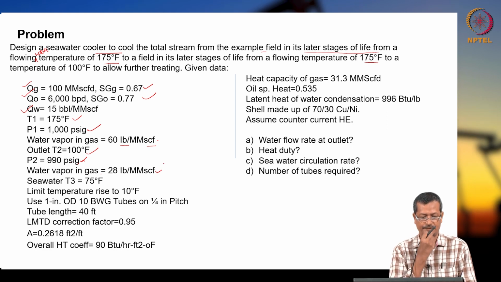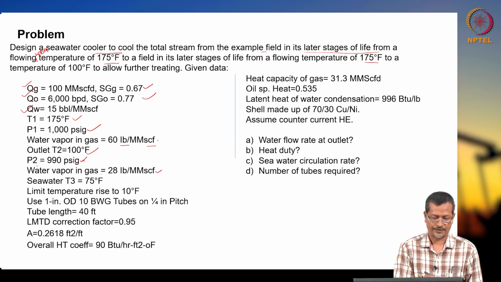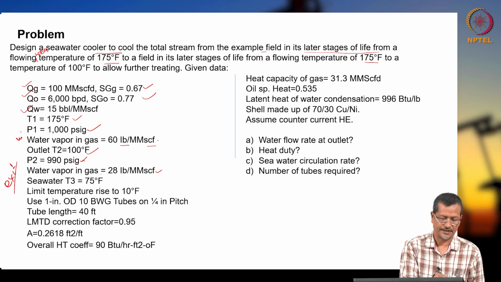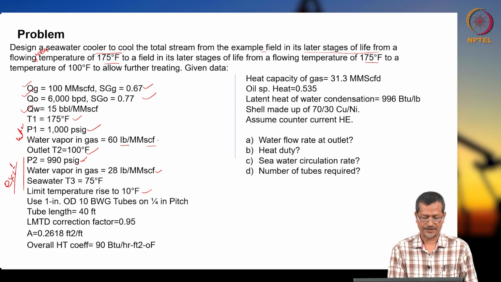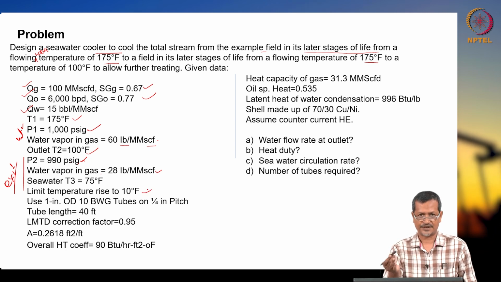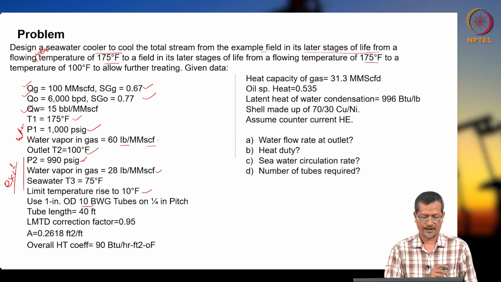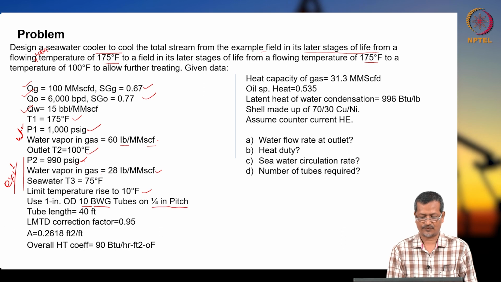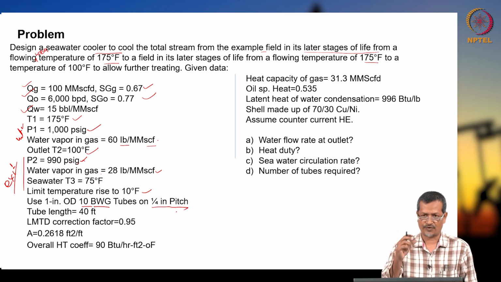Why 2 time given? Okay. So, this is the exit condition, this is the inlet condition. So, 2 means exit condition. Limiting temperature rise is 10 degree Fahrenheit. So, water temperature will be rising 10 degree, we are assuming, and tubing diameter, again Birmingham wire gauge, is given, tube of 1/4 inch pitch. So, the distance between two tubes is 1/4 inch.